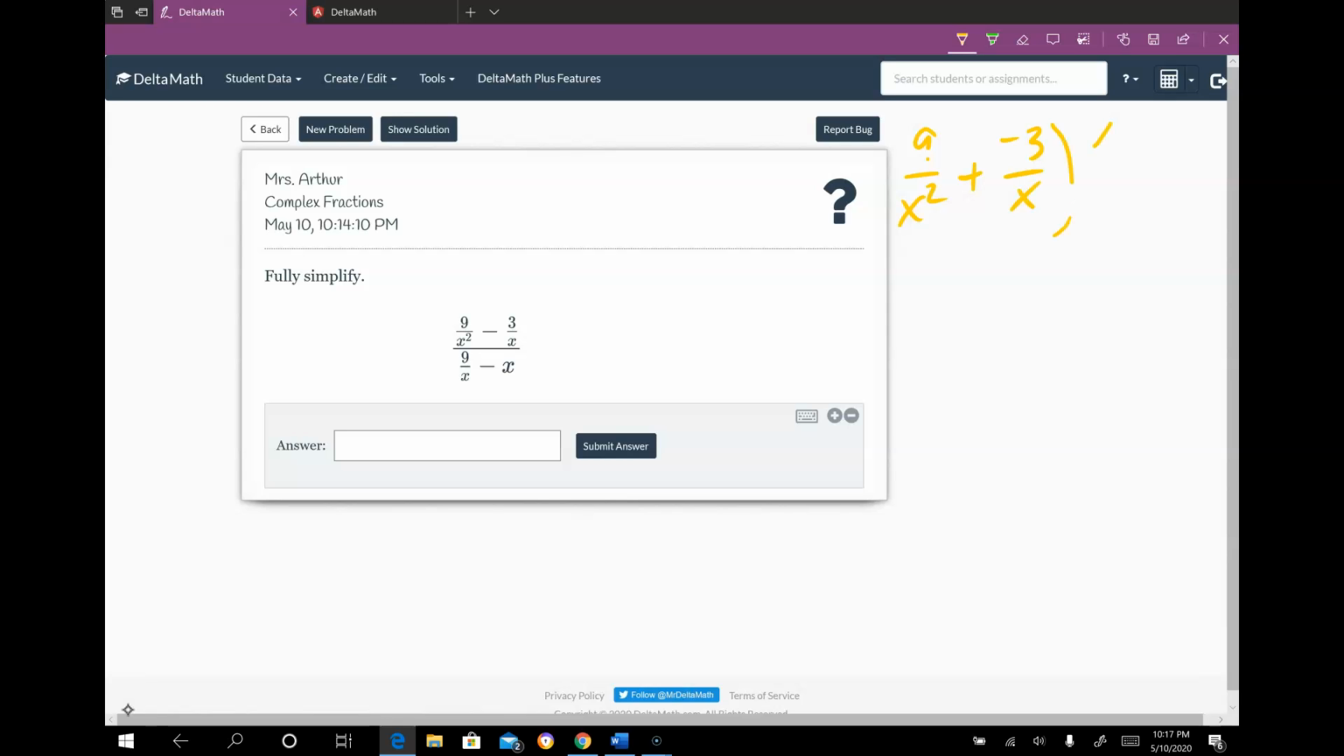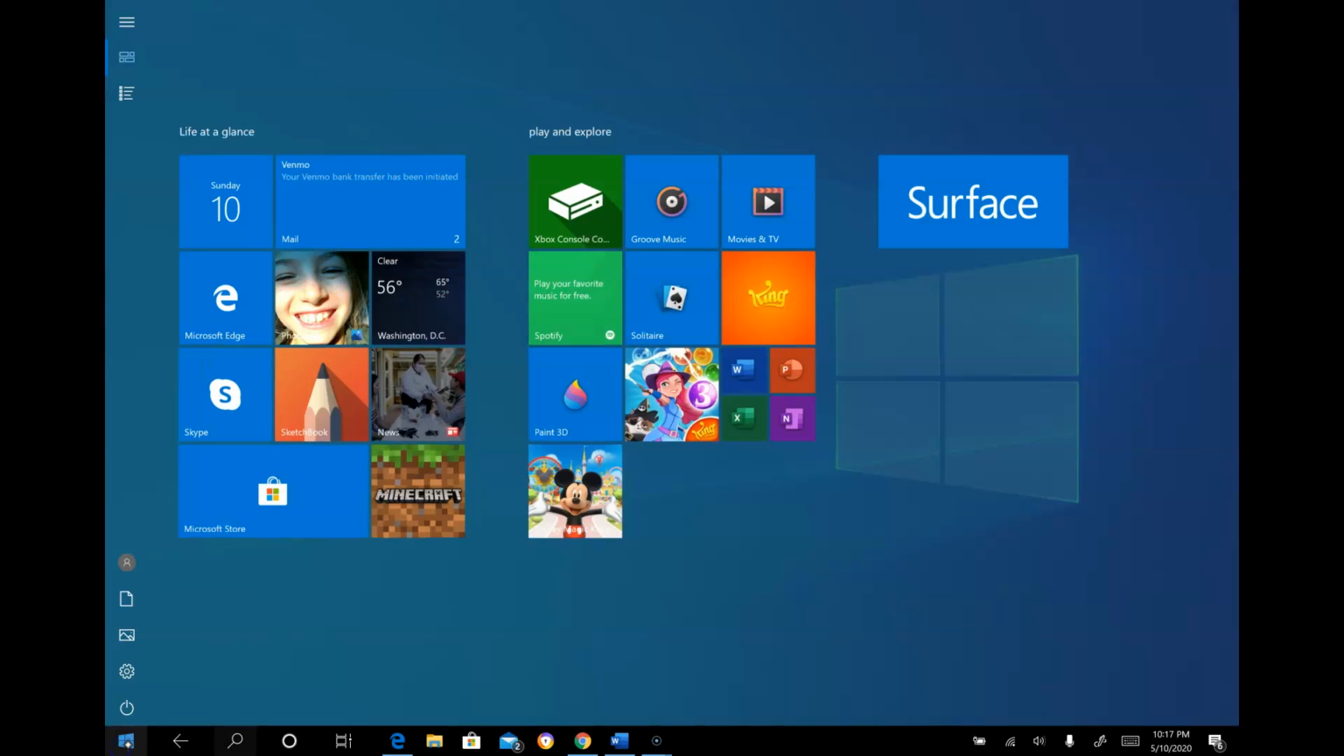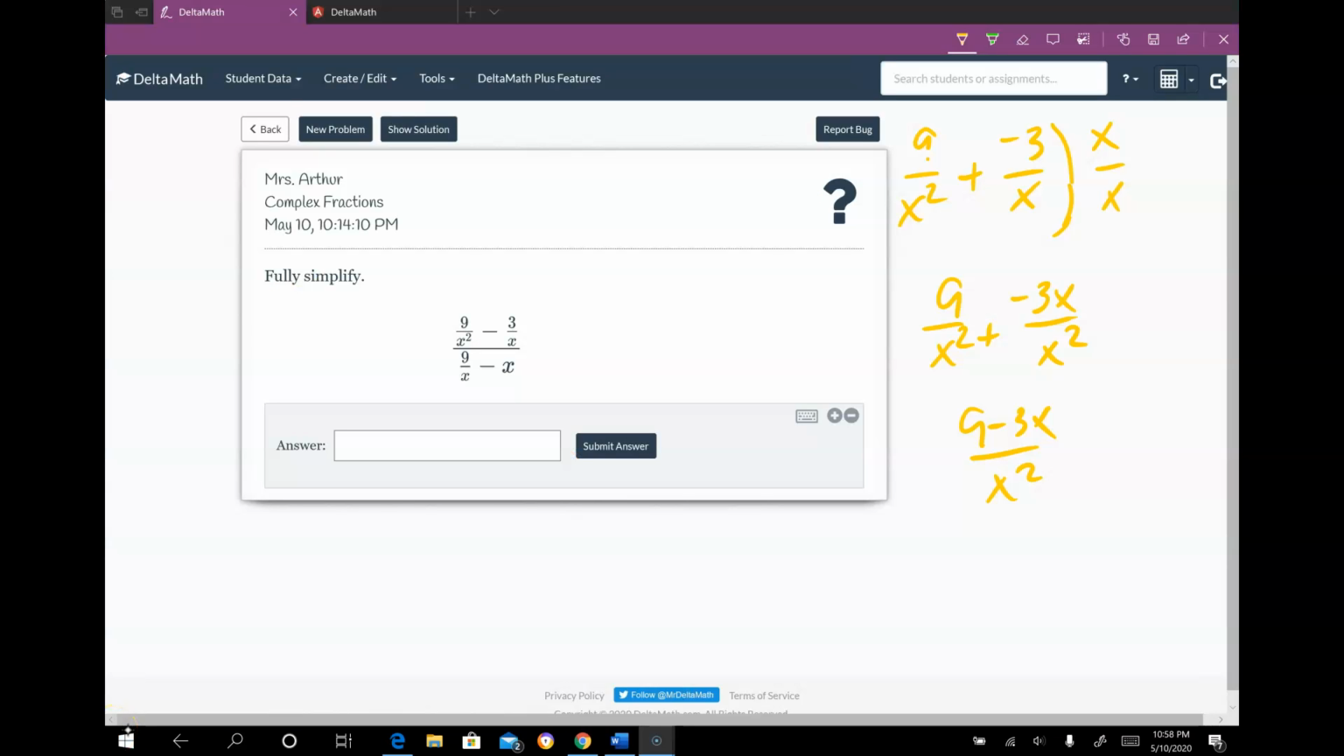Now this right-hand side is missing an x, so I'm going to multiply by x over x, and I get 9 over x squared plus negative 3x over x squared, which is 9 minus 3x over x squared. Okay? So we finished the top.